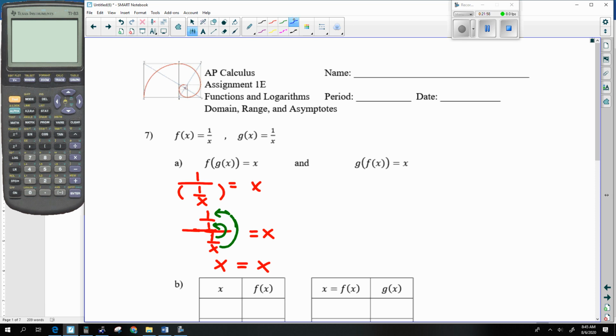And this should be the exact same problem. So the g is 1 over x, and then the f is inside, so this is 1 over x. Show that that is equal to x. So 1 over 1 is over 1 over x. The denominator is going to be 1, the numerator is going to be x. As such.